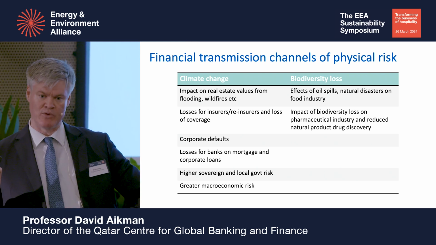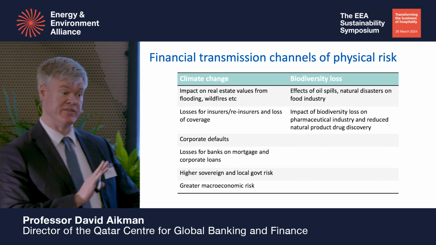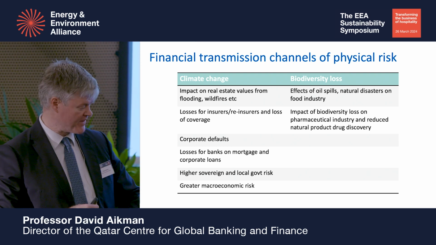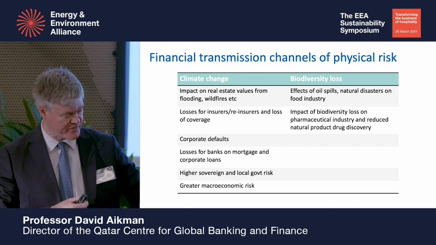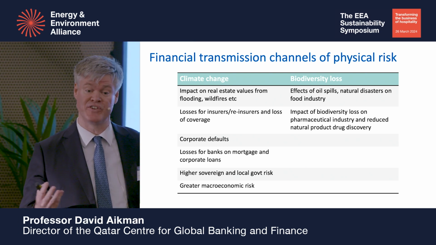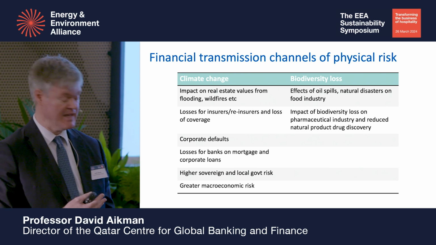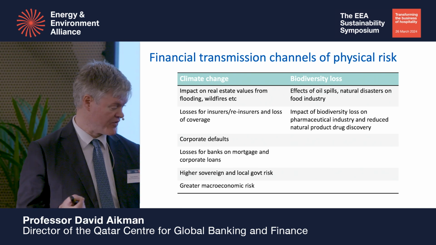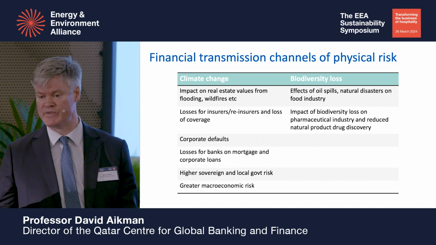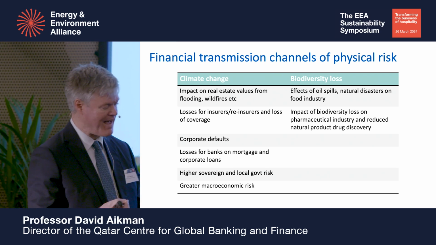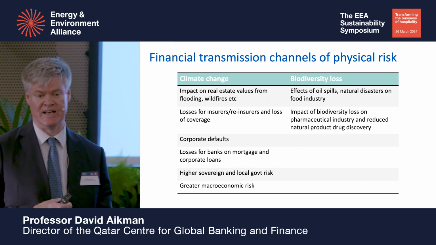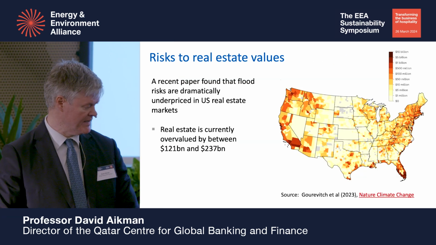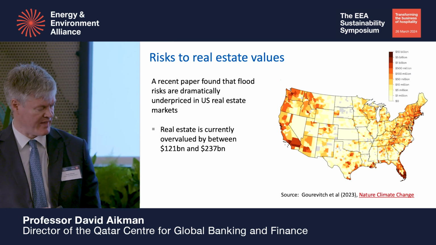Those issues are relatively well understood. I think less well understood is what the loss of biodiversity might mean for the economic system. So people worry about the effects that natural disasters could have on the food industry. They also worry about the effects on the pharmaceutical industry in terms of reduced capacity for natural product drug discovery. So there are these types of channels that we still need to know more about, I think.